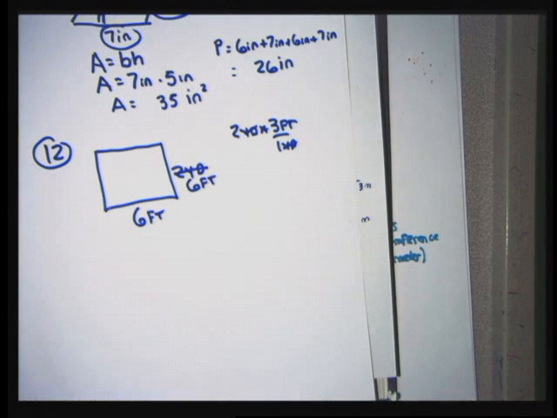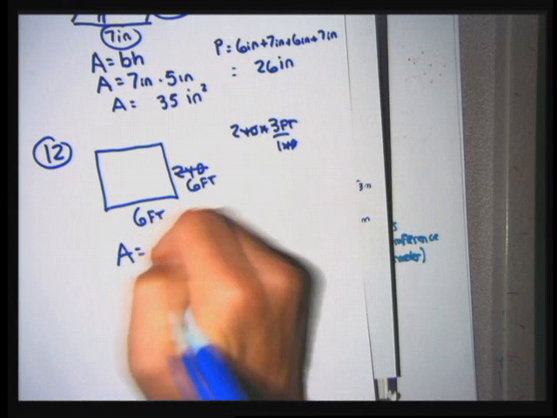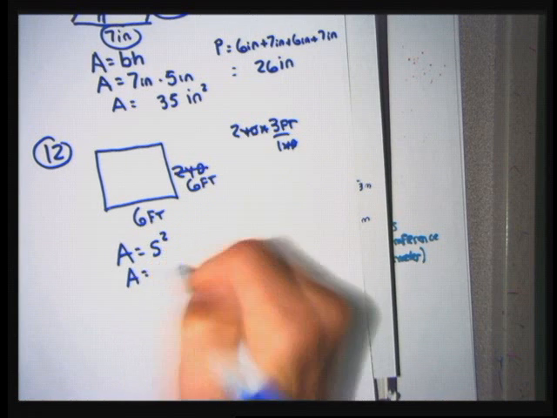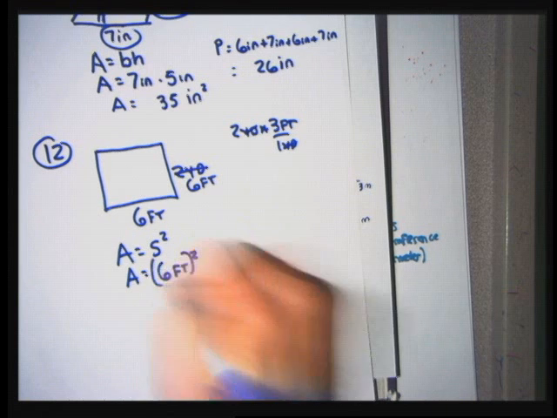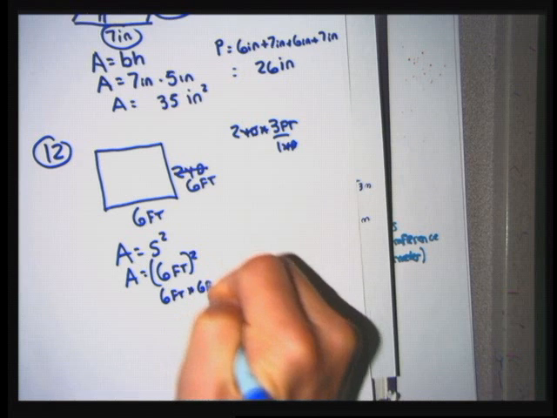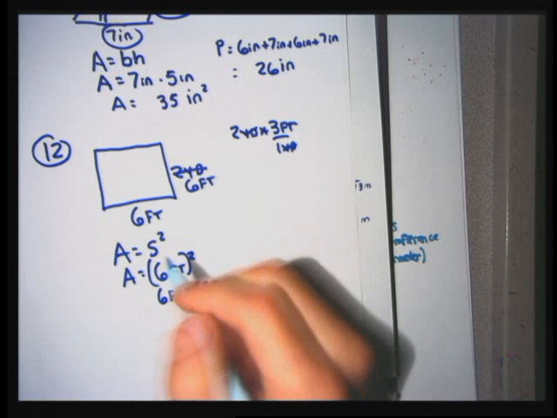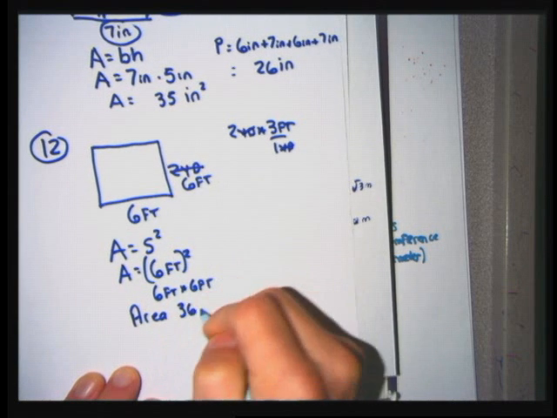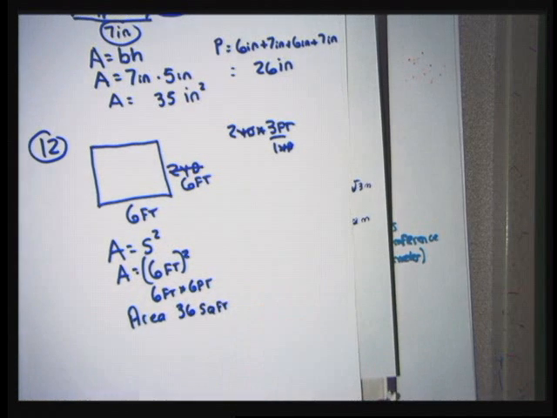It's a square, so the sides should have the same length. The area formula for a square is side squared. So the area for this particular square is going to be 6 feet squared, and that means 6 feet times 6 feet. So for this square, the area is going to be 6 times 6, which is 36 square feet. Now I'll write SQ feet just so you can see a variety of forms for the answer.